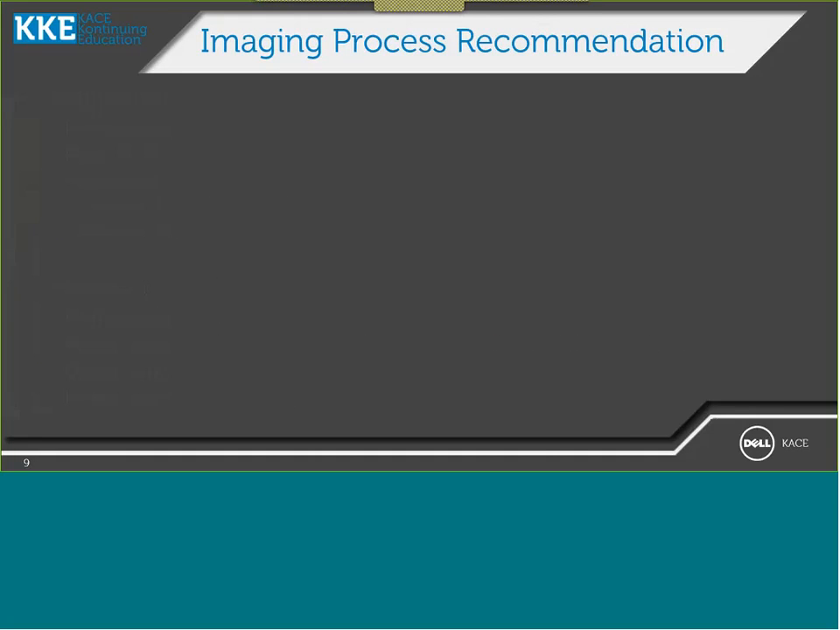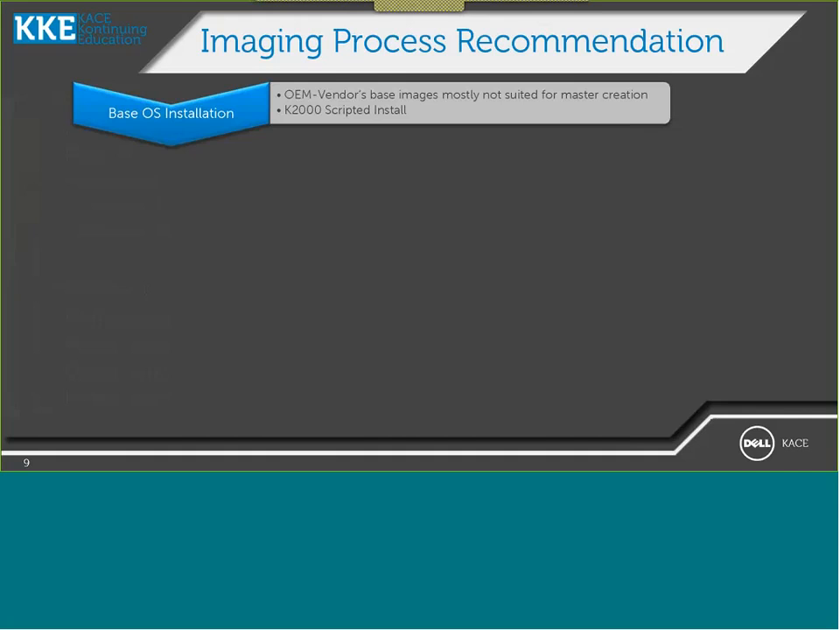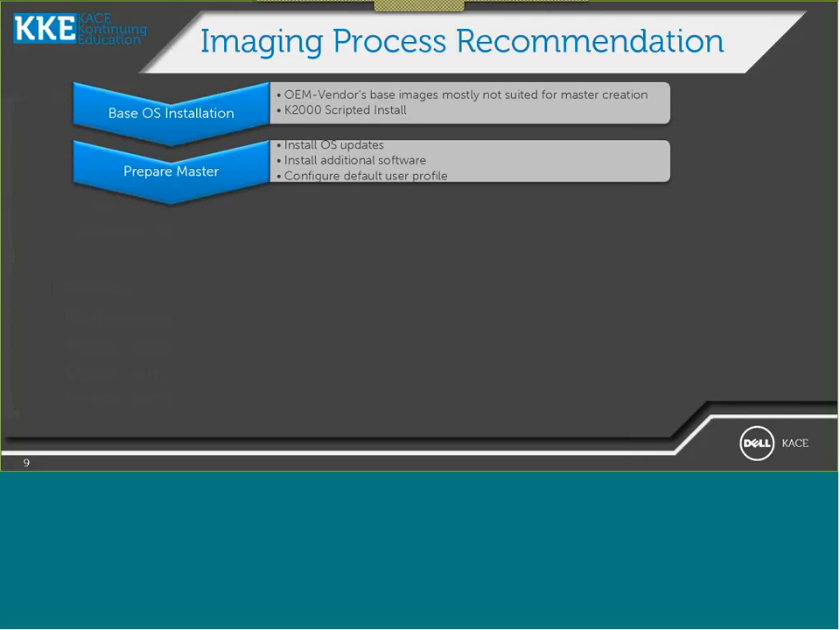So concerning the imaging process, let me give you some recommendations. First of all, we use a plain operating system installation. When you get your master machine or your designated master machine from a vendor, it might not be suited to serve as a master PC because that operating system might have already been sysprepped. So it's better actually to do a K2 scripted install for a base OS installation.